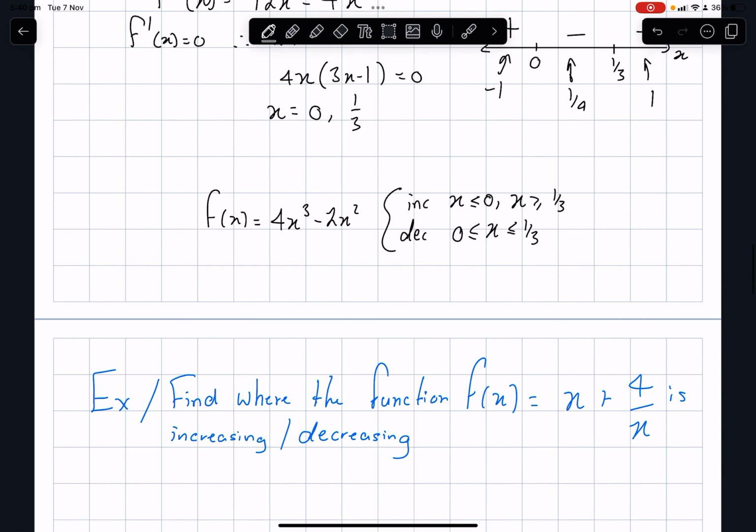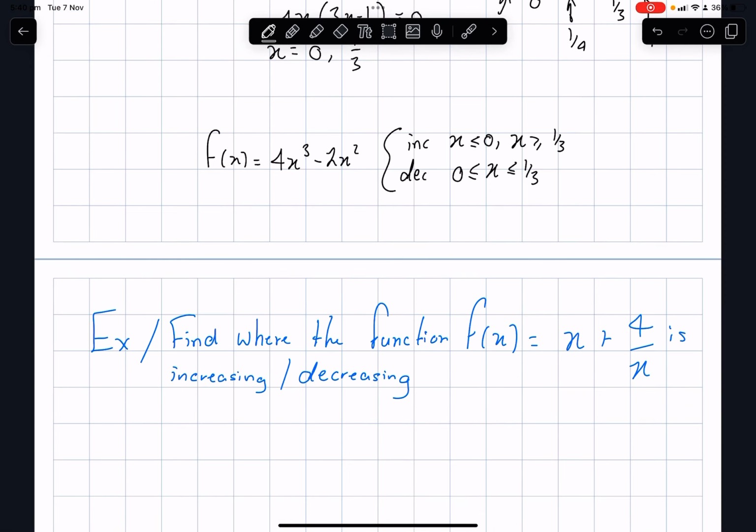So let's do a slightly trickier example. So find whether function f of x equals x plus 4 on x is increasing or decreasing. So we know we're going to have to do sign diagrams, and we know we're going to have to do the derivative. At the moment, my function isn't set up for me to do the derivative because there's an x in the denominator. So let's set our function so we can. So f of x equals x plus 4x to the minus 1. Okay, so we bring that x to the top.